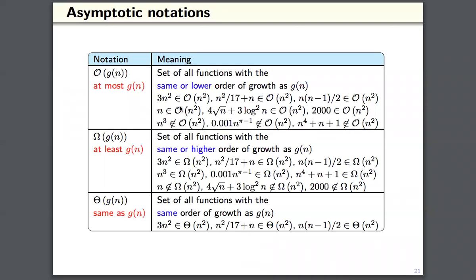So here are some examples. What is O of g of n? It is the class or set of all functions that have order of growth at most g of n. Similarly, omega is the set of all functions that have order of growth at least g of n. Theta is the class of functions that have the same order of growth as g of n. Okay, so go over these examples.